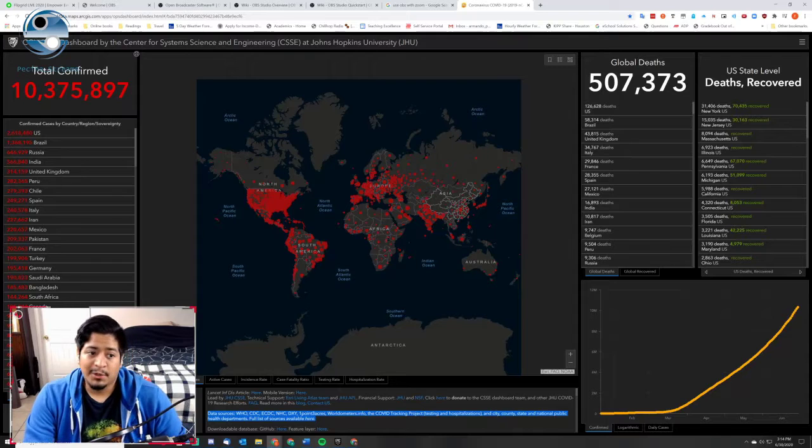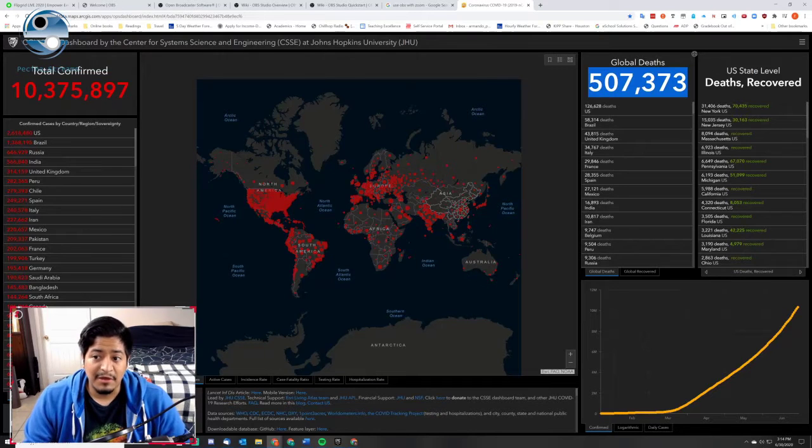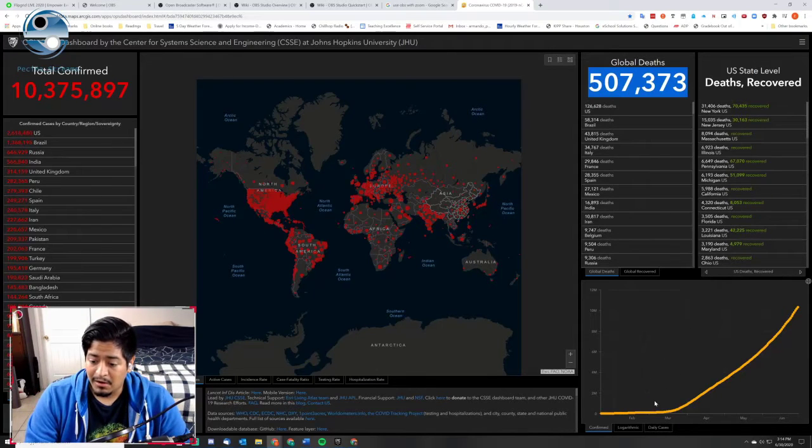But there have been a total, according to Johns Hopkins, there have been a total of over 10,375,897 confirmed cases of COVID-19. And globally, there have been 507,373 deaths. Now, if you notice down here on the bottom right, these are the statistics of how many people are getting sick throughout since it started, or actually since I started tracking to now.